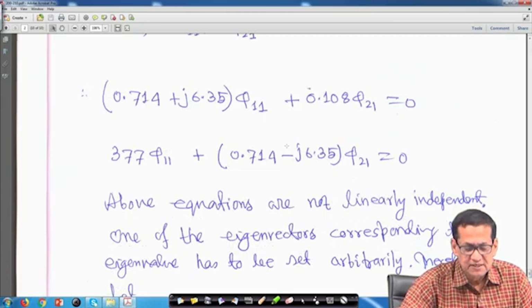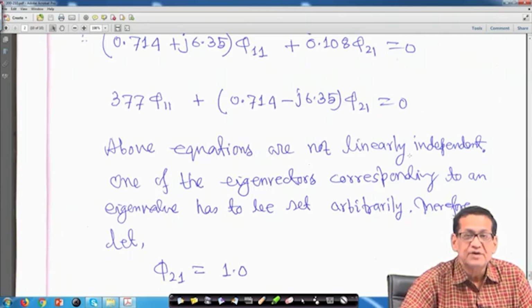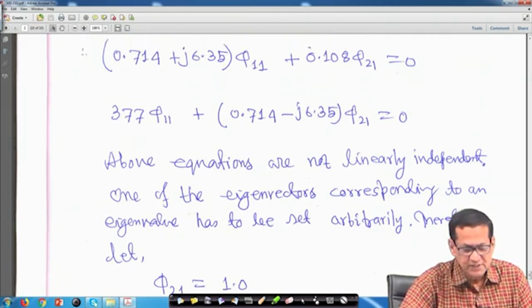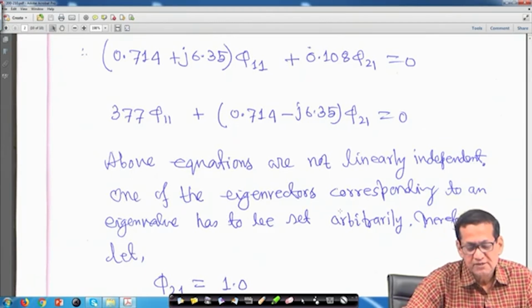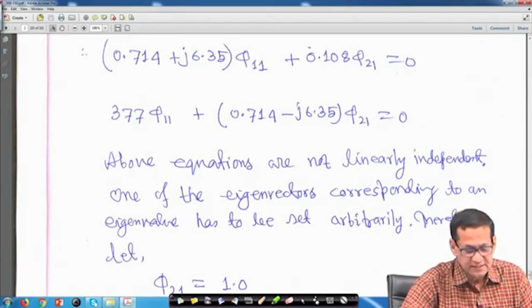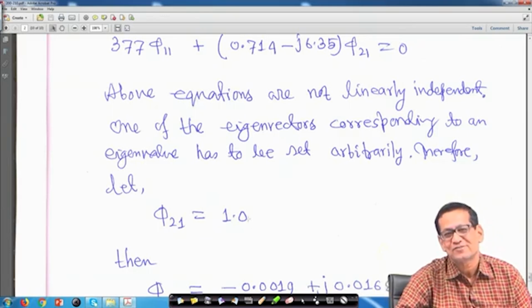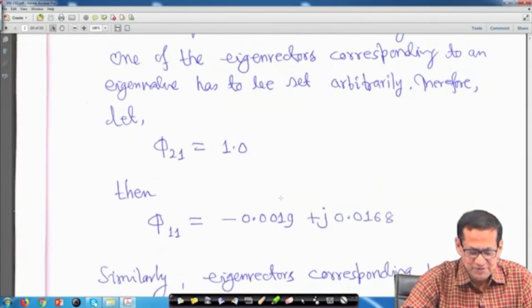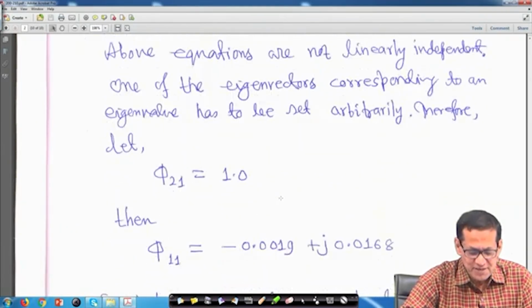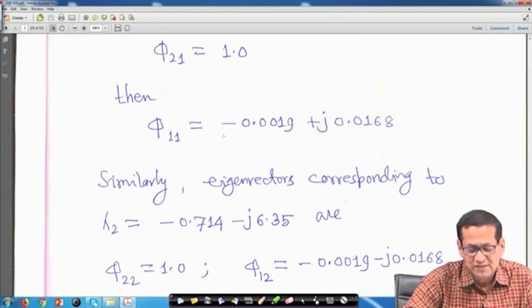Equation numbers are not given, but we have written this one, but the above equations are not linearly independent, right. One of the elements of the eigenvector corresponding to an eigenvalue has to be set arbitrarily. I mean phi 1 1 and phi 2 1, you have to choose one of them arbitrarily. Therefore, we assume that phi 2 1 is equal to 1. This is normal practice, such that calculation will be easier for this small problem. So, if you choose phi 2 1 is equal to 1, then phi 1 1 will become minus 0.0019 plus j 0.0168. This is phi 1 1, right.